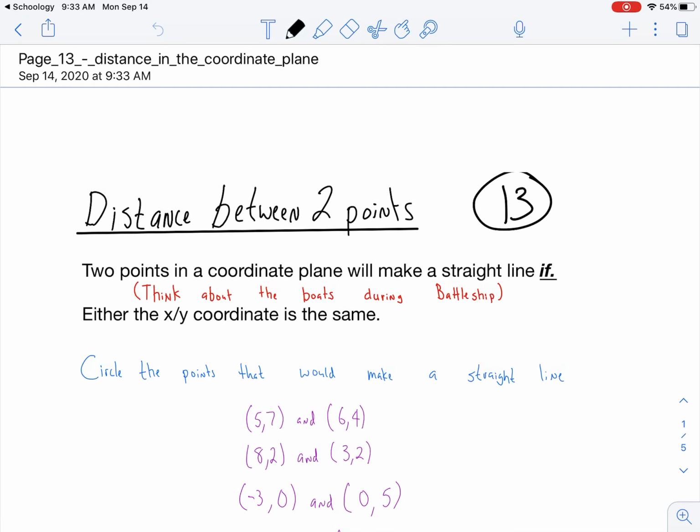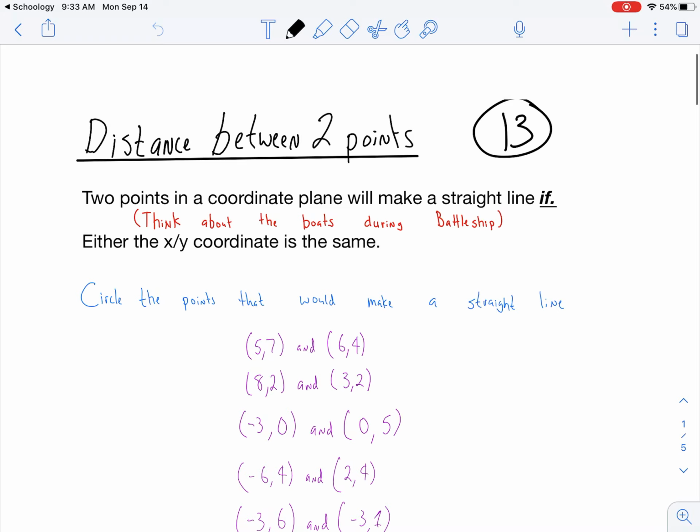Page 13, distance between 2 points. So we are going to only be looking at 2 points that make a straight line. Unless you are in fourth period, then we will actually be looking at not straight line points. But first thing we have to talk about is what makes a straight line.